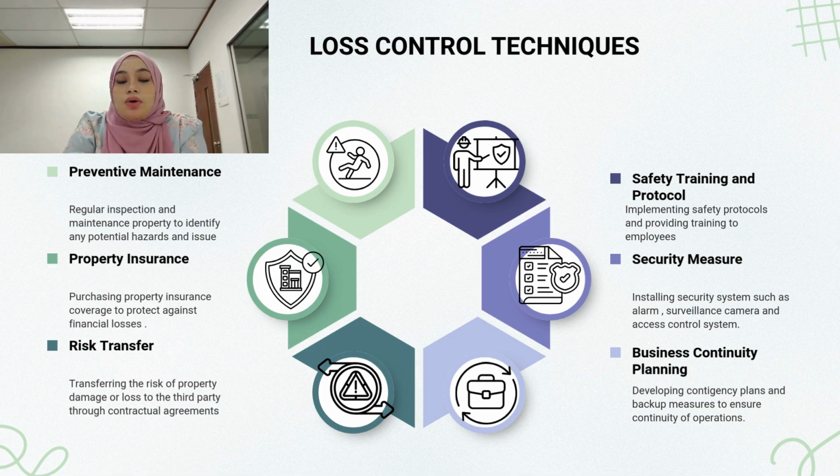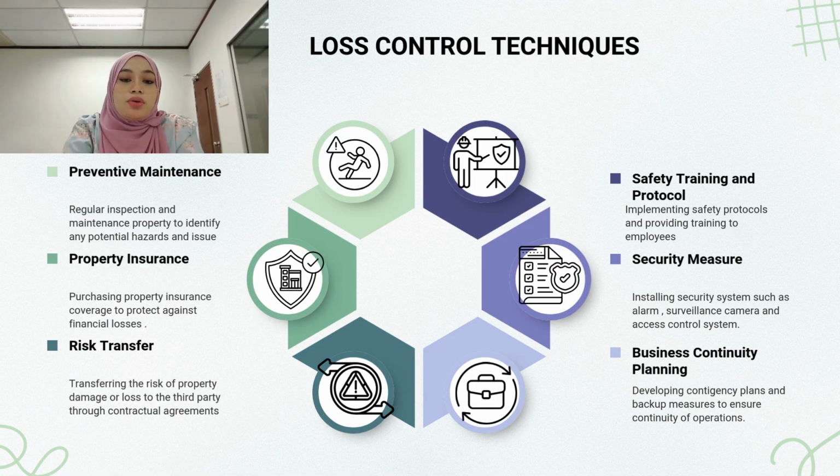We use loss control techniques. First we have preventive maintenance. This is like taking your car for an oil change. We inspect equipment regularly to catch a small crack before it becomes a total collapse. Then we have property insurance. While we hope never to use it, insurance provides the financial oxygen a company needs to breathe after a disaster.